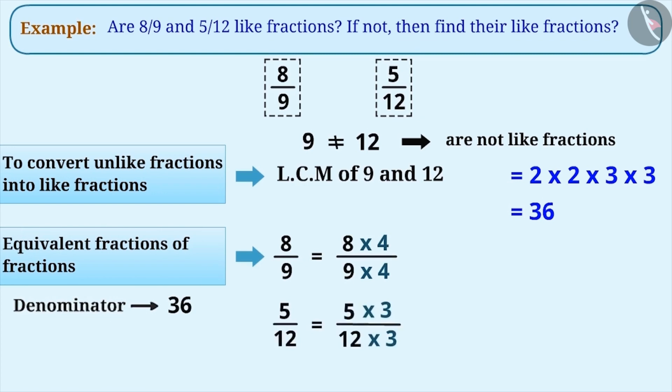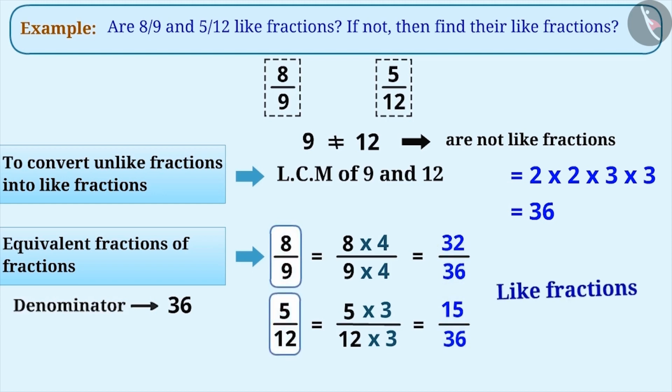Thus, we will get the equivalent fraction of 8 by 9 as 32 by 36 and the equivalent fraction of 5 by 12 as 15 by 36. Since the denominators of both these fractions are equal, we can say that we have converted 8 by 9 and 5 by 12 into like fractions 32 by 36 and 15 by 36 respectively.